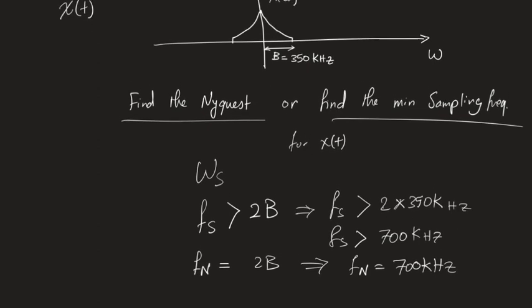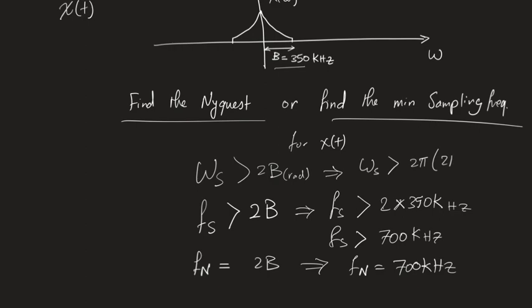If for some reason you decide to solve by Ws, then Ws is greater than 2B. But in that case, you are talking about 2B in radians. Don't forget that. The 2B that you have here is in hertz, okay? So don't forget to convert. So this says that your Ws has to be greater than 2 pi times 2B in hertz. This is 2B in hertz, okay? So Ws is greater than 2 pi times 700K.